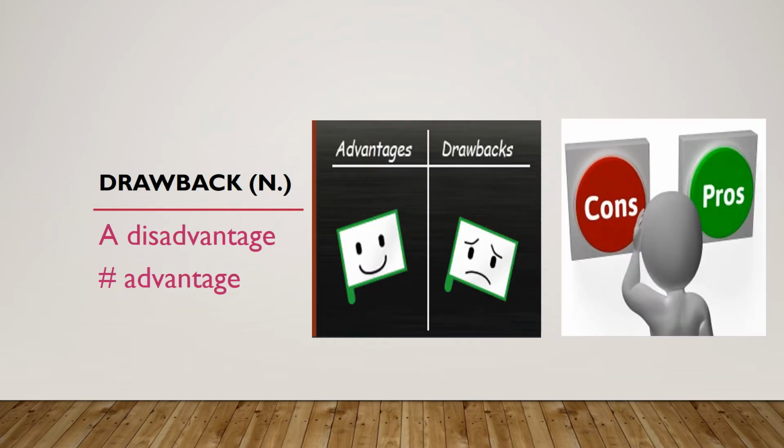Drawback, drawback. Drawback is a noun which means a disadvantage and the opposite is advantage. So another word for drawback is disadvantage or cons. The opposite is advantage or pros, and cons, advantages and disadvantages, advantages and drawbacks. What are the drawbacks of the internet? For example, it wastes your time if you surf the net for long hours. It's bad for your eyesight when you look at screens for long hours. Drawback.